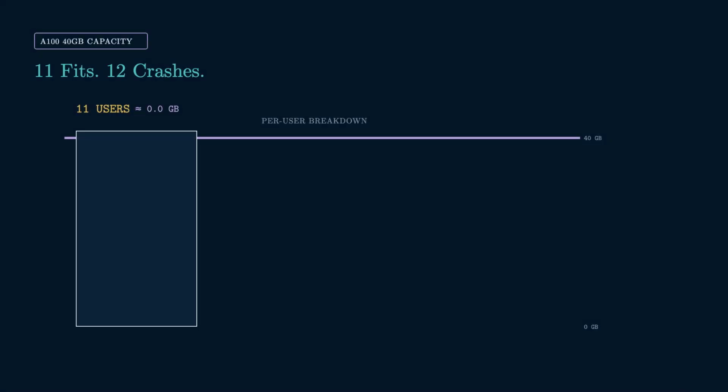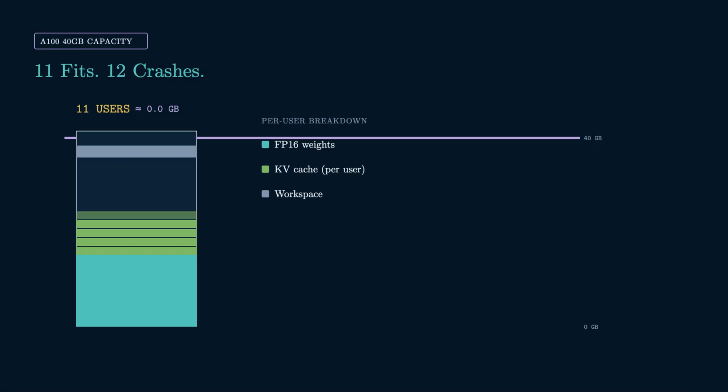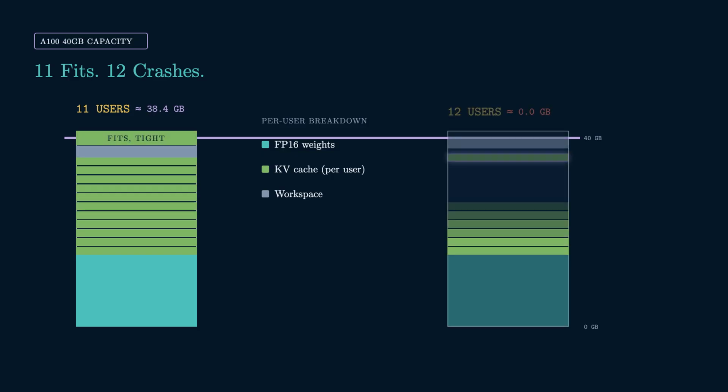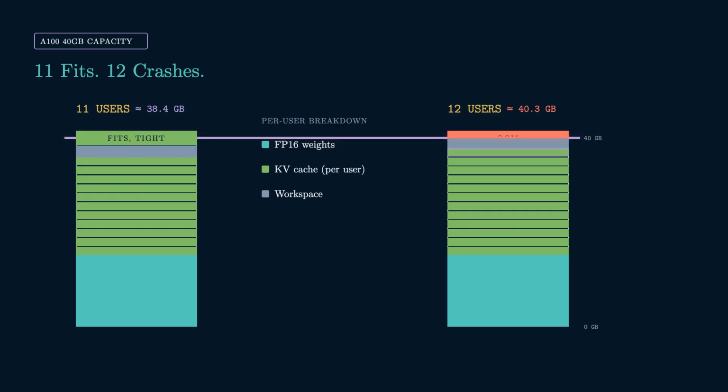So 11 users fit: weights, cache and workspace come to about 38.4 gigabytes, tight but under the line. Add a 12th and you're at 40.3, past the limit. Nothing leaked. Nothing doubled. One steadily growing tenant crossed the line.